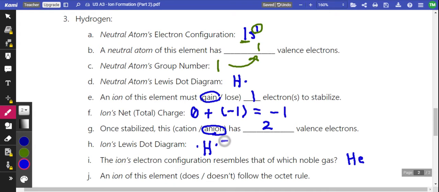So if I want, I could put it as just a negative sign. You could also put it as a 1 negative. Remember, number goes first before the positive or the negative. So 1 negative, but it's kind of implied. So a lot of times you'll just see the negative sign alone. Okay? So this doesn't follow the octet rule. It's kind of a weird example in that sense.